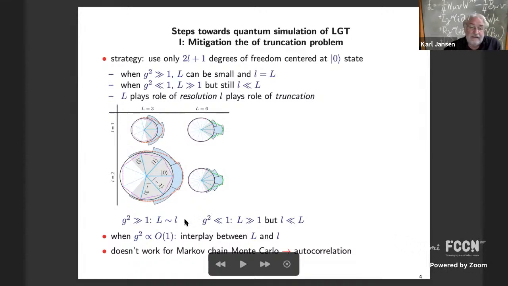And the interesting question here is, of course, when I have g squared of order 1, what is then the interplay between capital L and small l? And I heard that also some lattice people are in the audience. This idea, unfortunately, doesn't work for Markov chain Monte Carlo, because this would still lead to large autocorrelation times.